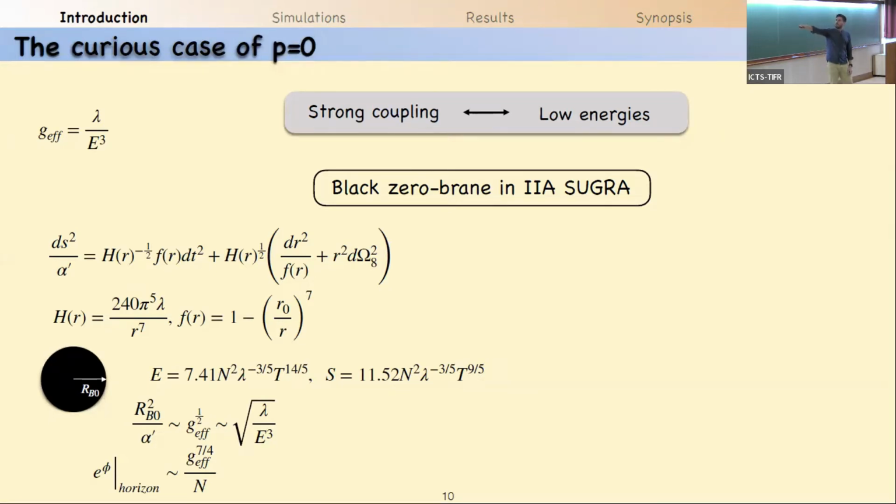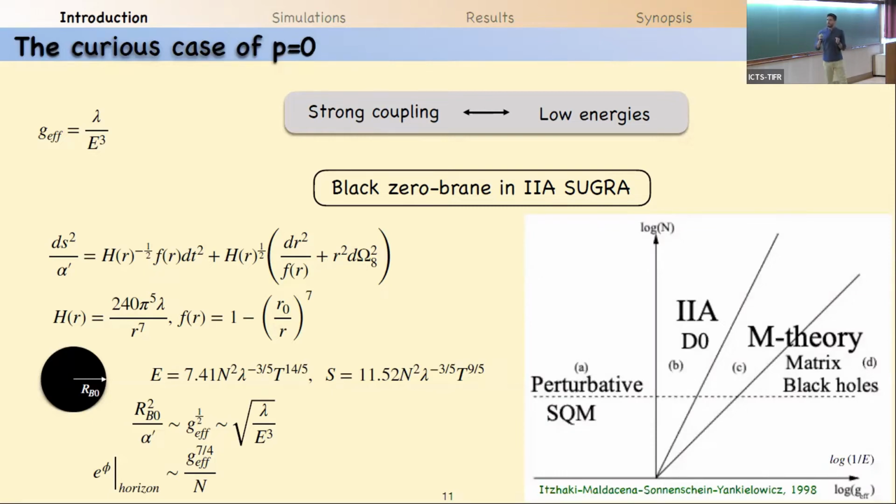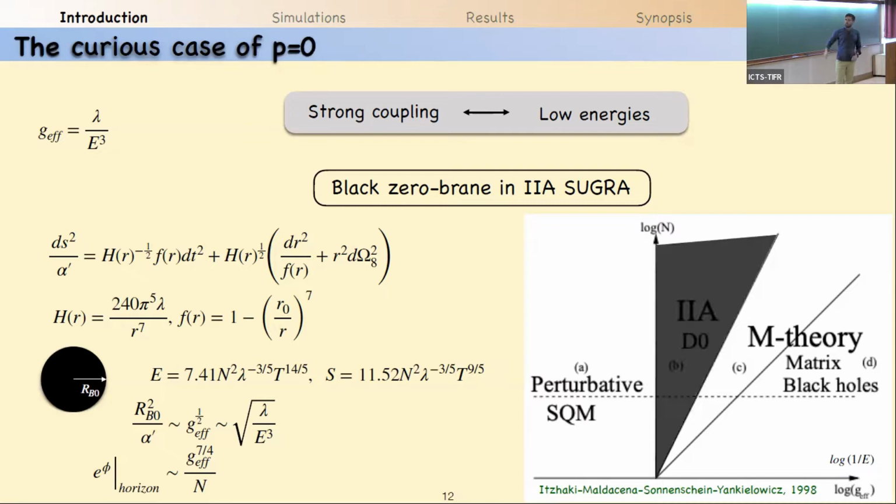So this is the metric. It has a horizon when you want to study thermal physics. One can then do thermodynamic analysis, and find the internal energy and entropy. And by fine-tuning the radius of this black 0-brane and the dilaton on the horizon, you can study different aspects of the model. So for example, I can fine-tune these two quantities, which can be expressed in terms of the effective coupling, to focus myself on this type IIA black 0-brane region.